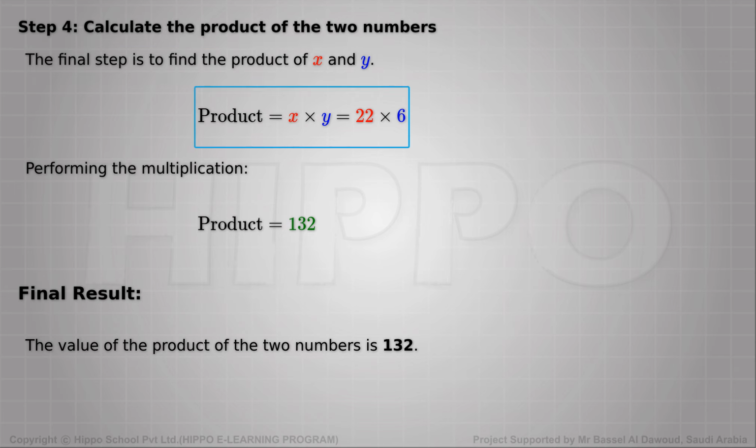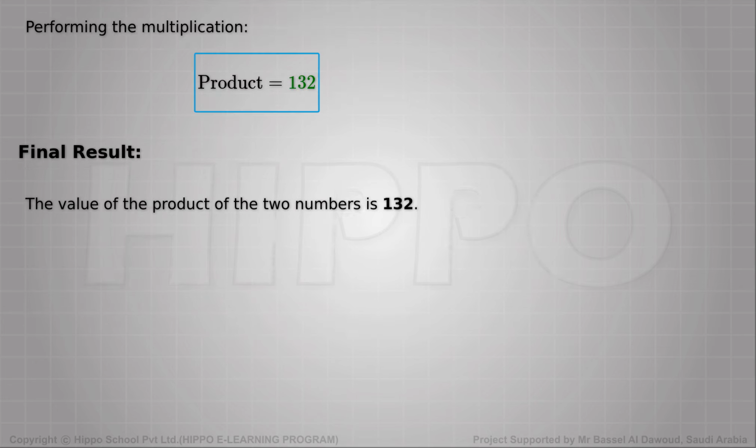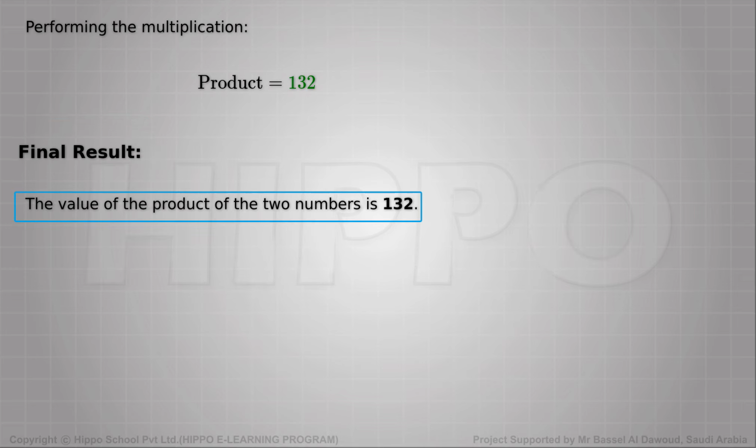As you can see, that means we need to compute 22 times 6. So we perform the multiplication. 22 times 6 equals 132. And that's our final answer. The product of the two numbers is 132.